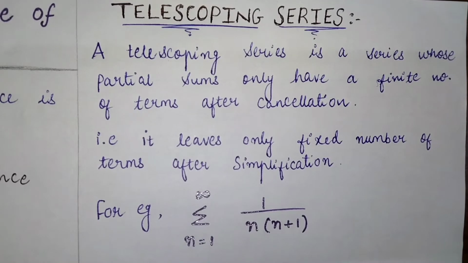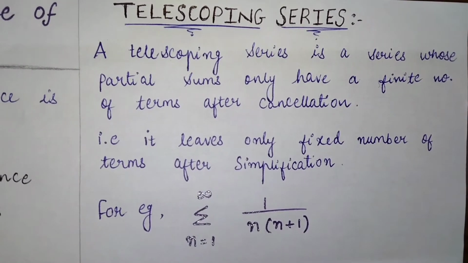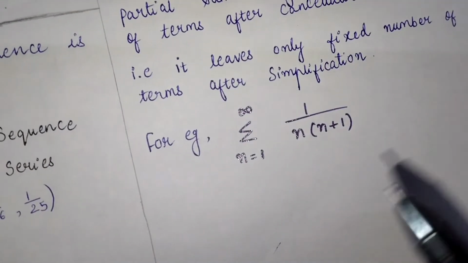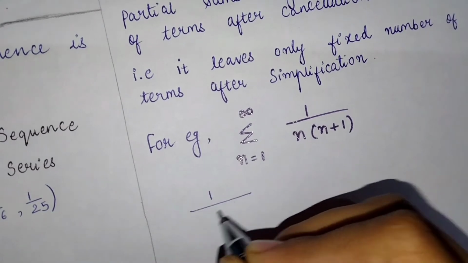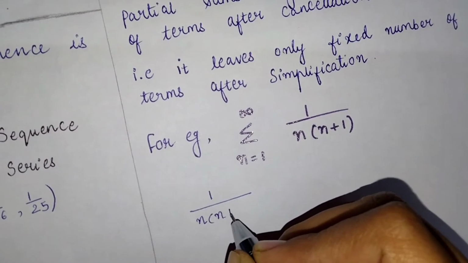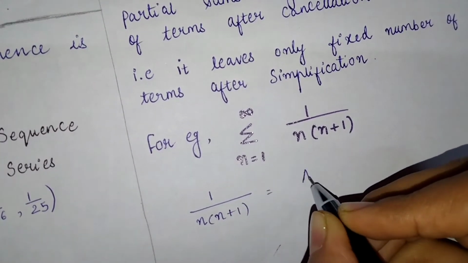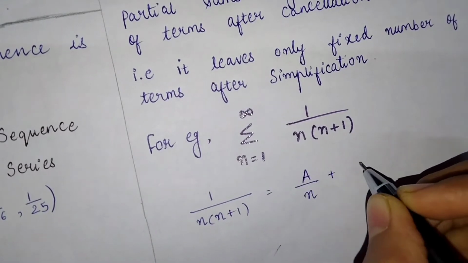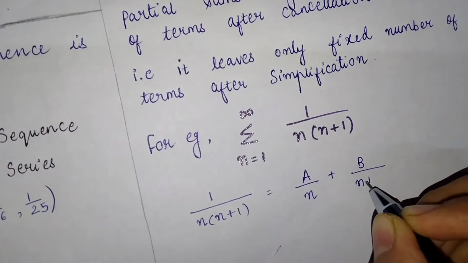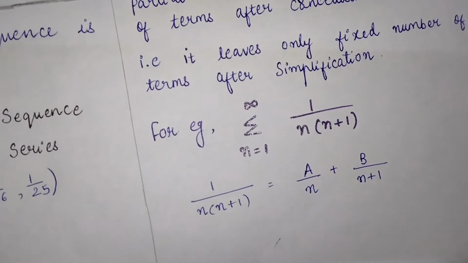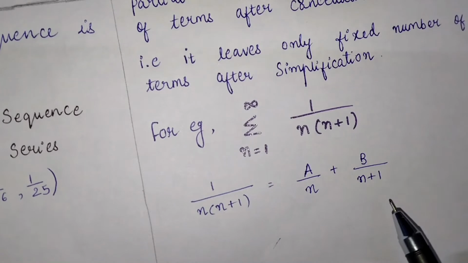So let us see an example of a telescoping series. For example, it is given summation n equal to 1 to infinity 1 upon n into n plus 1. Then how can we solve this example? Let us solve it. 1 upon n into n plus 1 we can write as a upon n plus b upon n plus 1. Okay, you know all this.